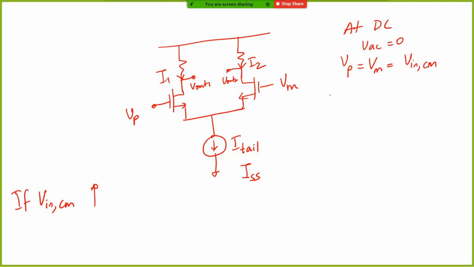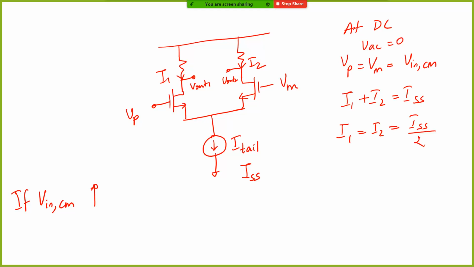Guys, you can unmute and answer, please. What can you say about ISS by 2? Exactly, half of ISS. I1 and I2 together will be equal to ISS, and because both sides are identical, I1 is equal to I2 is equal to ISS by 2.